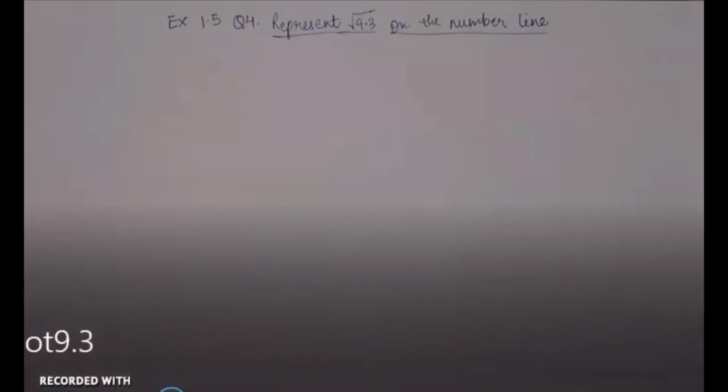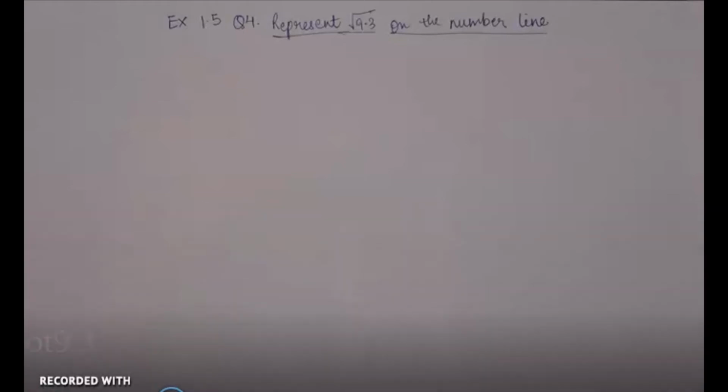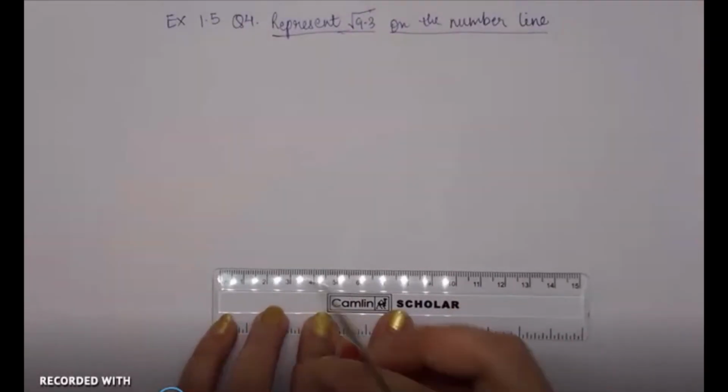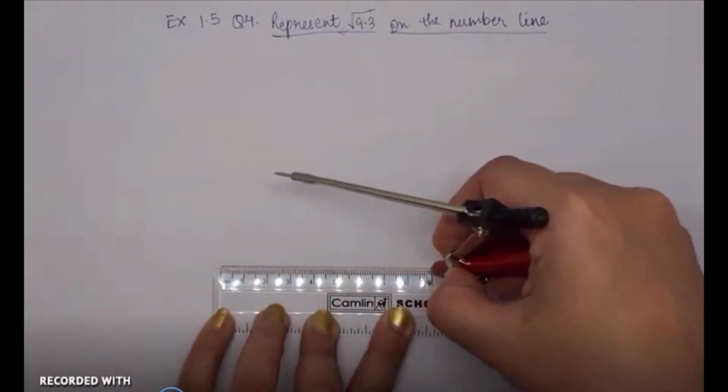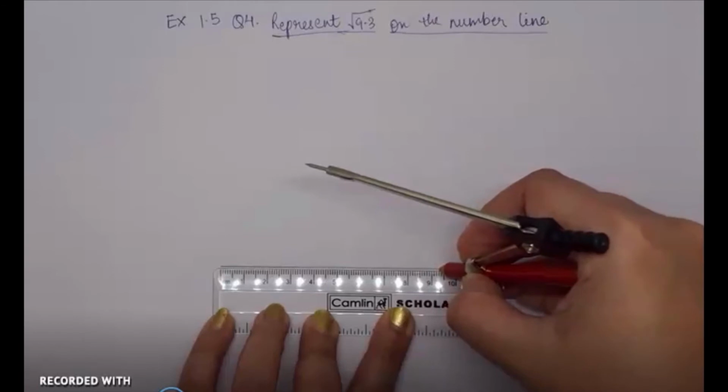We will see how we can plot the square root of any decimal number on the number line. So we will see here the square root of 9.3. How can we represent it on the number line? For that, I'm first going to construct a number line.